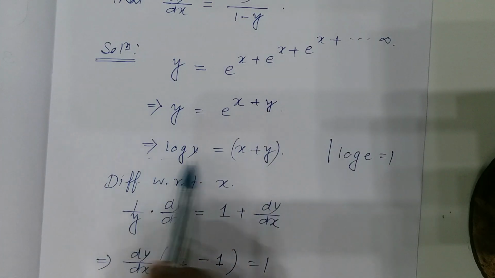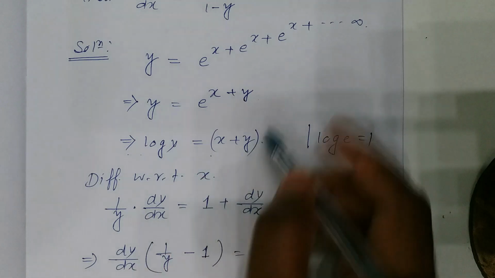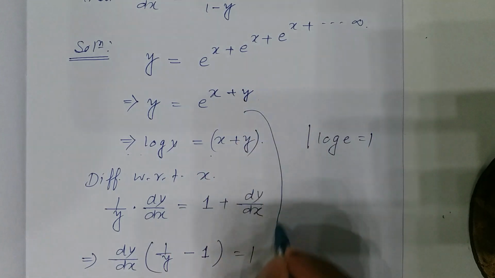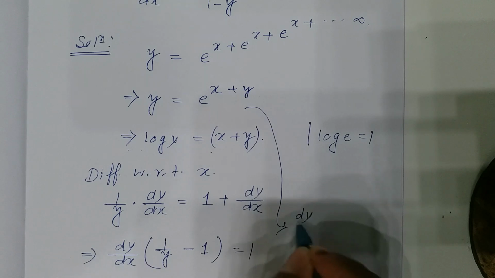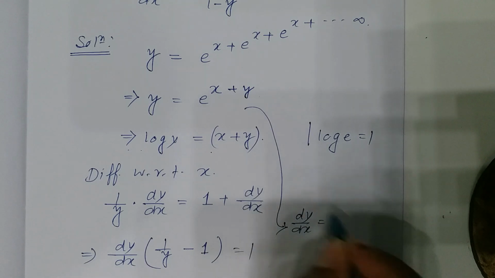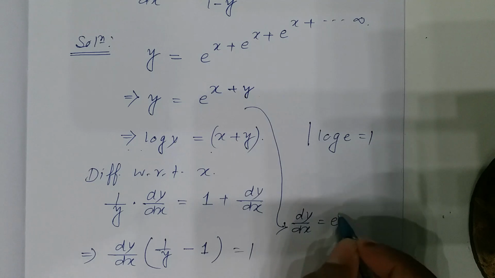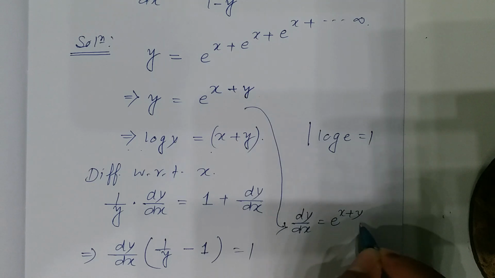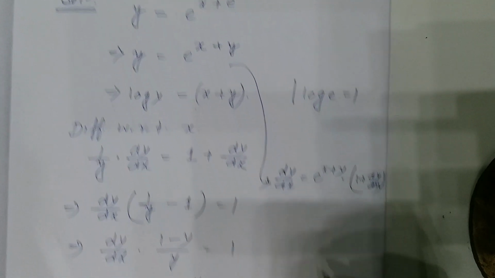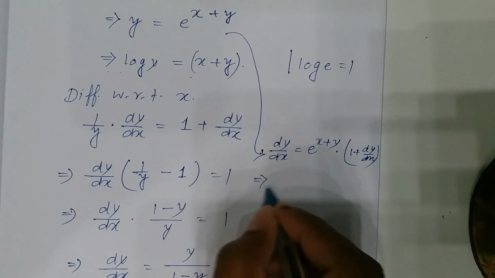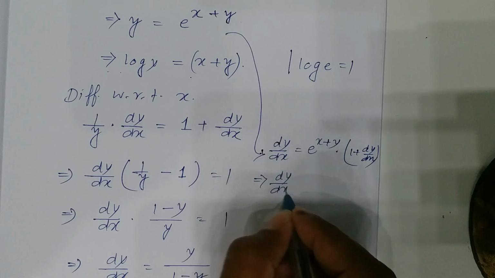Again you see, if you do not take logarithm here, then it can also be done like this. By direct differentiation, dy/dx is equal to the derivative of e to the power x plus y, which is simply e to the power x plus y into the derivative of the power, which is 1 plus dy/dx. It will be like this, and then implies dy/dx.